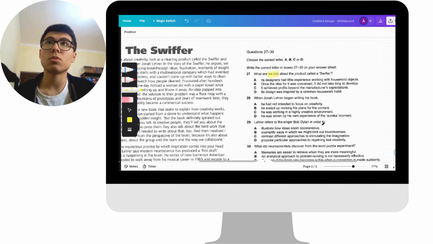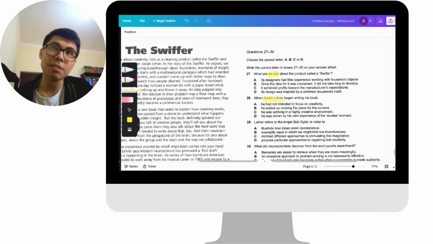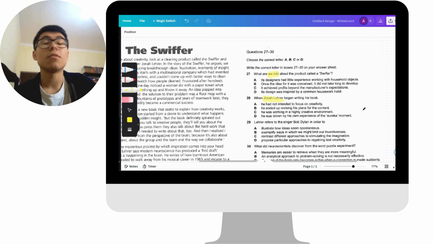Let's read the next question. When Jonah Lehrer, this is an unchangeable keyword, it's the name of a person, which is really easy to find, right? Began writing his book. This is an incomplete sentence, right? It's giving the first part of the sentence and we need to find the second part of the sentence. Began writing his book, something happened. Okay, we're not gonna read the answer choices. Why? Because it just confuses us.